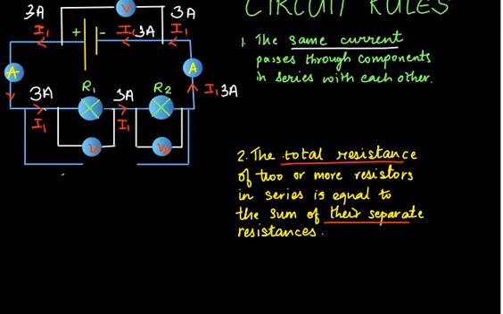So for example, suppose this lamp R1 has offered a resistance equal to 10 ohms, and suppose this lamp R2 has offered a resistance of say 5 ohms. Because it is a series circuit, what the rule says is the total resistance will be equal to R, and that is equal to R1 plus R2, the sum of the individual resistances. So 10 plus 5 is 15 ohms. So this is what the second rule means. Now going ahead with the third rule.